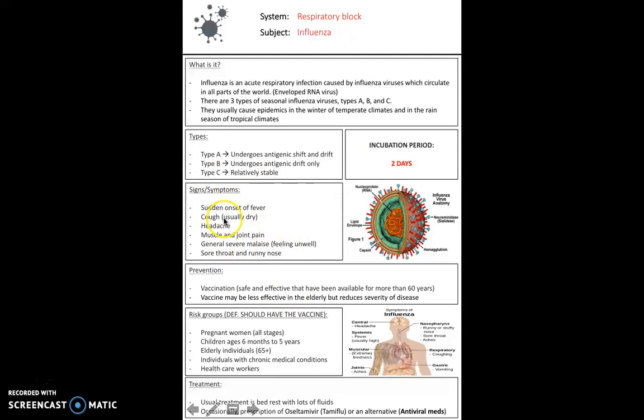In terms of signs and symptoms, it's a very sudden onset of fever. One big difference between a cold and influenza is that influenza comes on suddenly with a persistent dry cough, and a headache and muscle and joint pain. There are vaccinations available to protect you from influenza, and the people that should definitely have the vaccine are those in the risk group, including pregnant women, young children, older adults, and healthcare workers. In terms of treatment, usually it's focused around bed rest with lots of fluids, but occasionally the doctor may prescribe an antiviral medication such as Tamiflu.